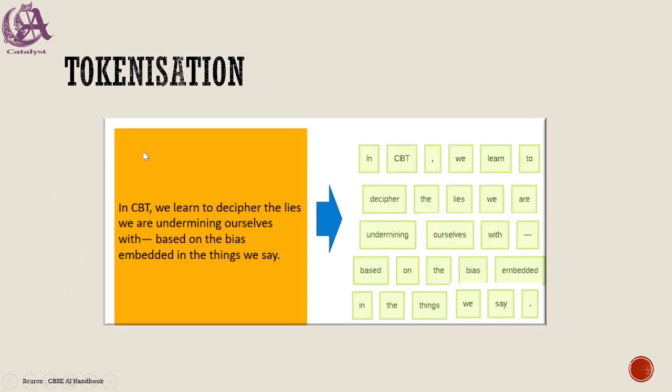Coming to the next step, that is tokenization. The segmented sentence's words or characters are kept separately. Here you will see the commas, hyphens and full stops are also being identified.